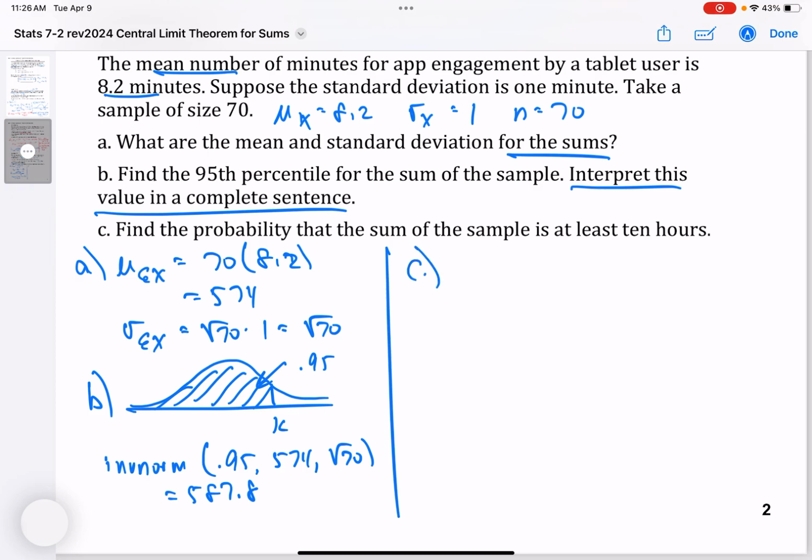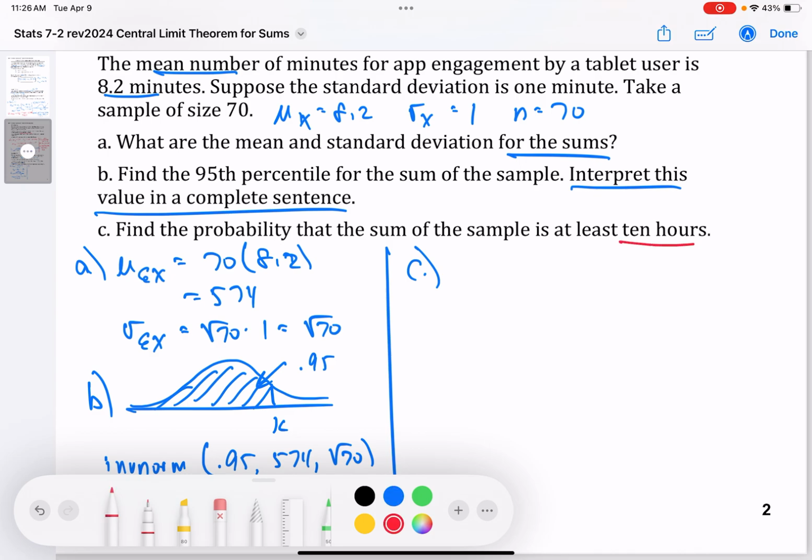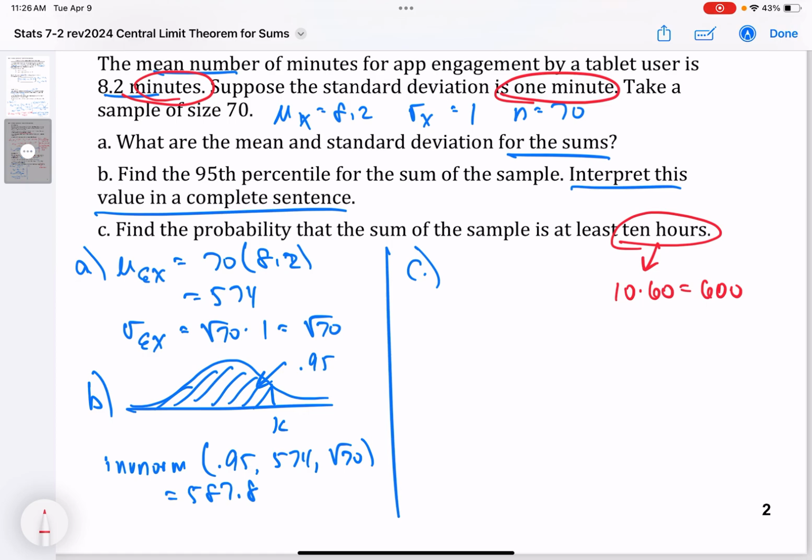Find the probability that the sample is at least 10 hours. Here's going to be an interesting item for us. Let's take a look at this real quick. It says 10 hours when everything else was given in minutes. So I've got minutes there, minutes there. So this 10 hours I'm going to have to convert to minutes. 10 hours times 60 minutes in an hour is going to be 600 minutes overall. So we have the probability that the sum is at least 600 minutes.